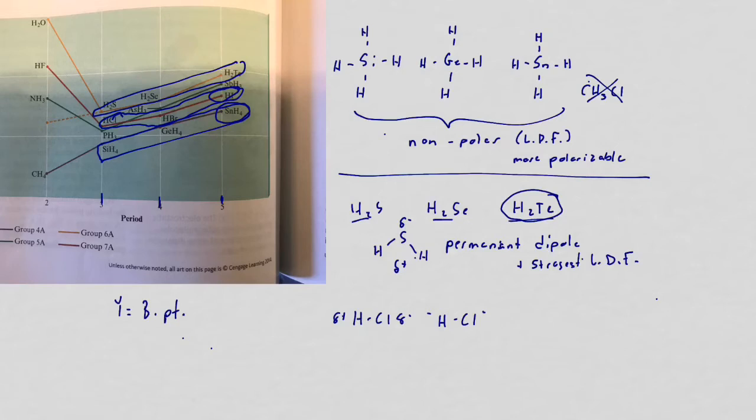So all dipole-dipole interactions are another force of attraction caused by a permanent asymmetric distribution of electrons due to the difference in electronegativities and the VSEPR geometry of the molecule, which makes it a polar molecule. So what's hydrogen bonding? Well, let's look at the graph again on the next page.